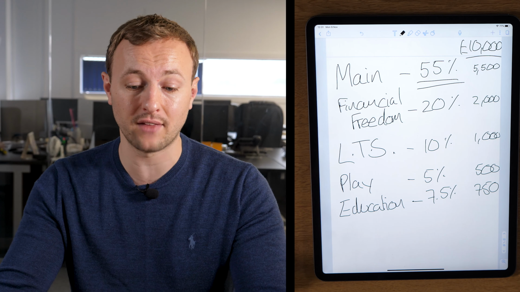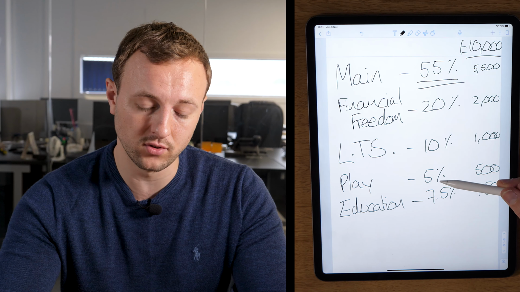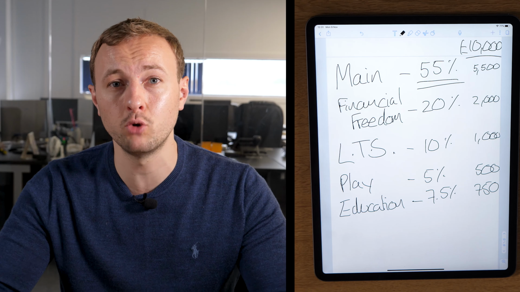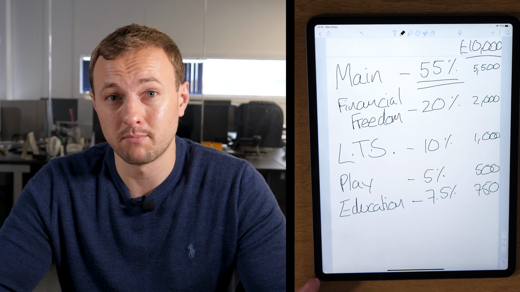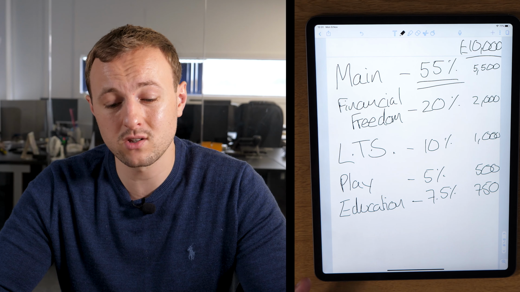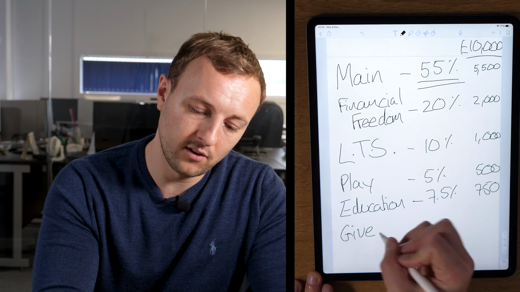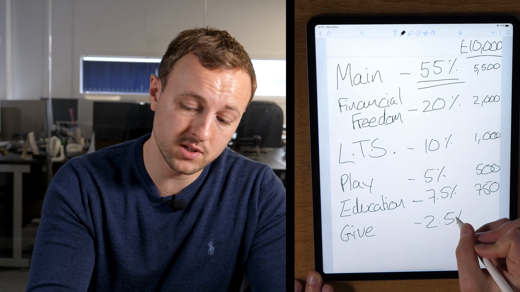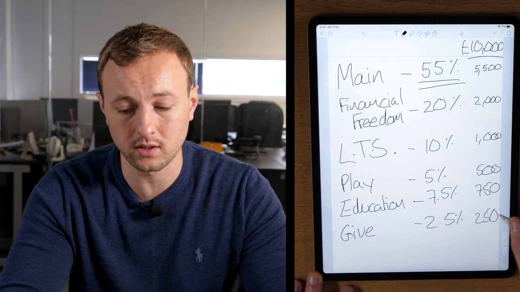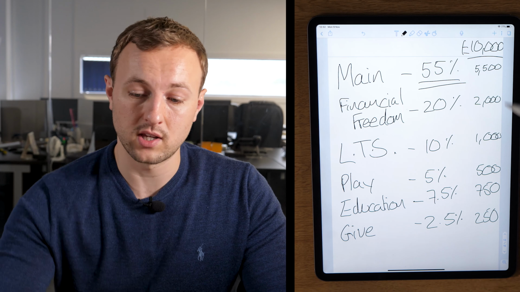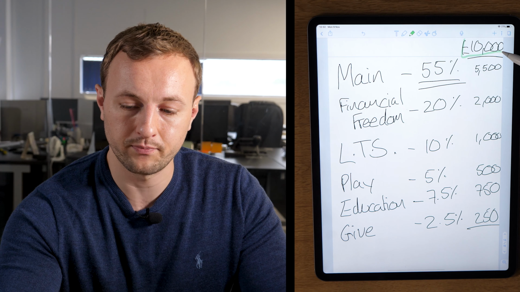So right now, if we add that up, let's add it up: 55, 75, 85, 90, 97.5, leaves us 2.5%. Now that can still be quite a substantial amount, and as it builds up, you might fluctuate this, but this is a really big part, and this is giving, okay? So give, we'll call it 2.5%. Mine's a fair amount higher now, but you know, it can fluctuate as you're doing this. 250 a month. So that will add up to that £10,000 that we're looking at up here.